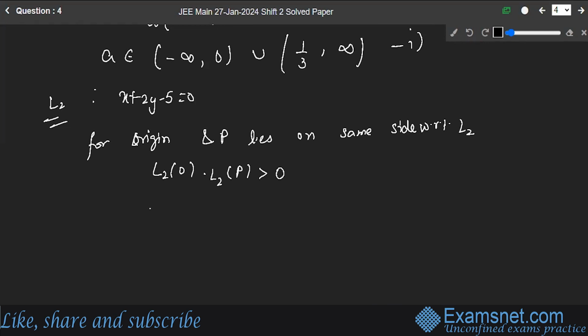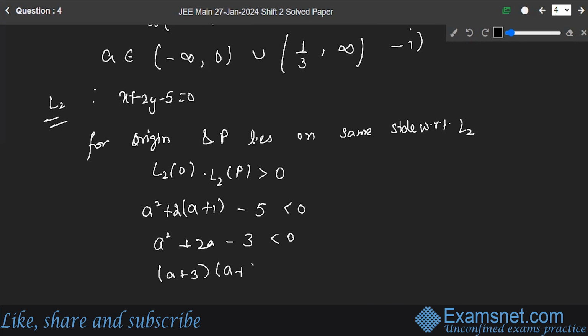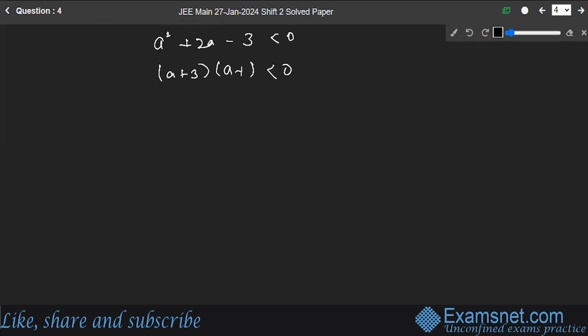So you will have again A square plus 2A plus 1 minus 5 less than 0, or A square plus 2A minus 3 less than 0. You will factorize, you will get the two factors as this. So here the range of A will be A belongs to minus 3 and 1. Let's say this is 1 and 2.